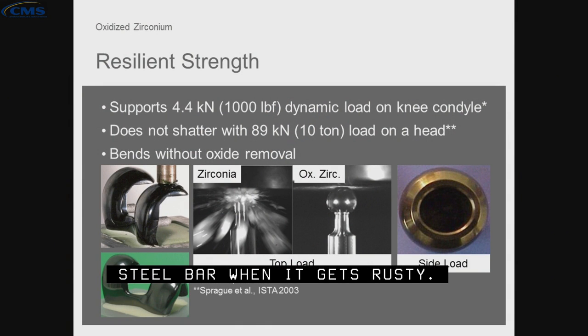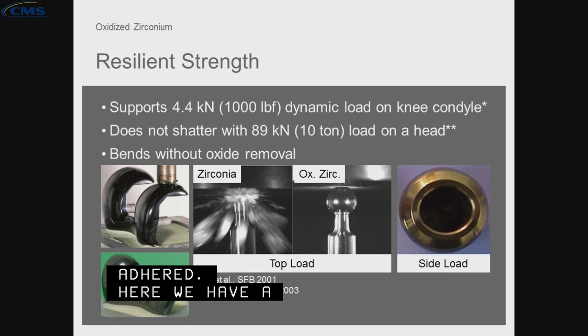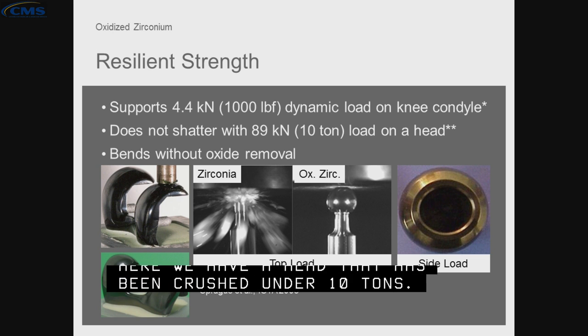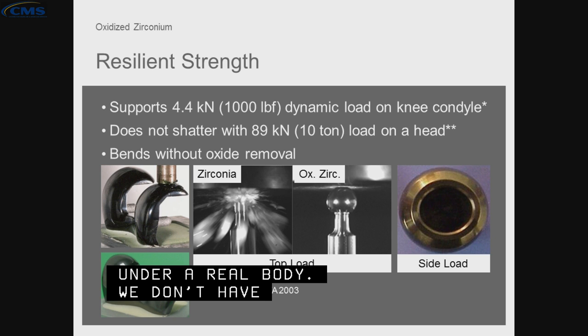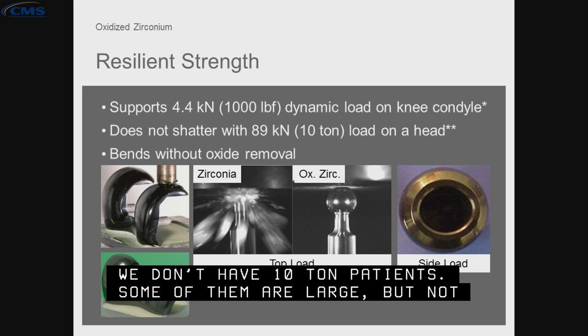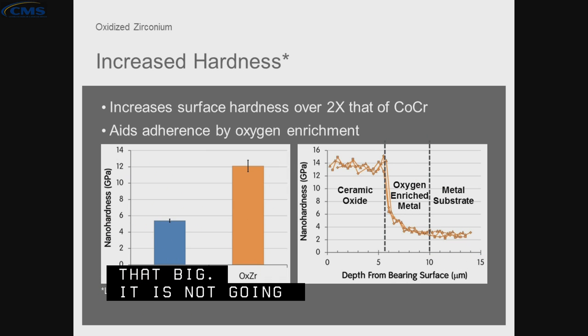And here we have a head that's been crushed under 10 tons. Now, this isn't going to happen in a real body. We don't have 10-ton patients. Some of them are large, but not that big. And so this isn't going to happen, but it shows that it isn't going to fracture into pieces, and the oxide's not going to come off of the surface. So it's very damage tolerant.